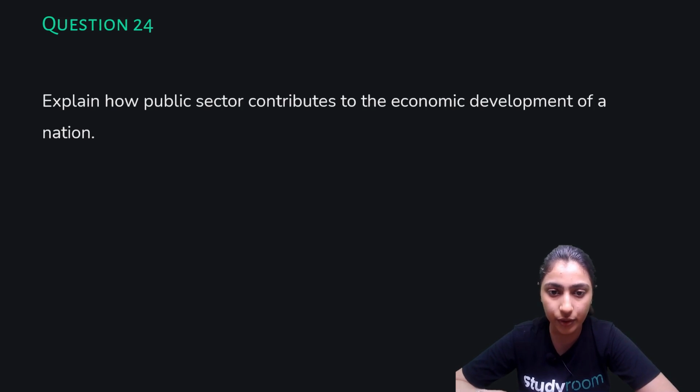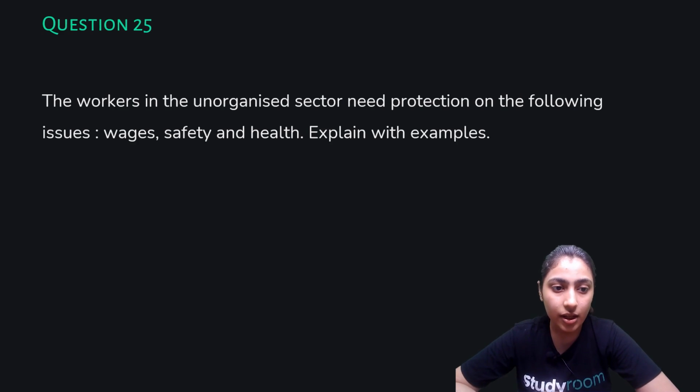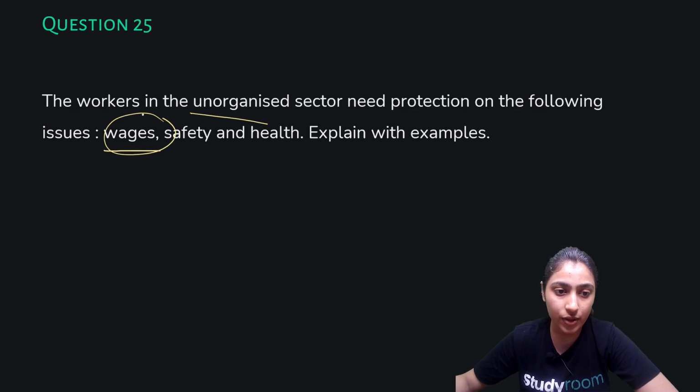Moving forward to our next question, which says the workers in the unorganized sector need protection on the following issues. Explain with examples. So, wages. In the unorganized sector, when it comes to wages or salaries, it entirely depends on how their farm yield comes out. There is no fixed wage. It's not like they'll be getting a monthly wage every time. Sometimes they get it, sometimes they don't. So this is one point that you can put as an example when it comes to wages.